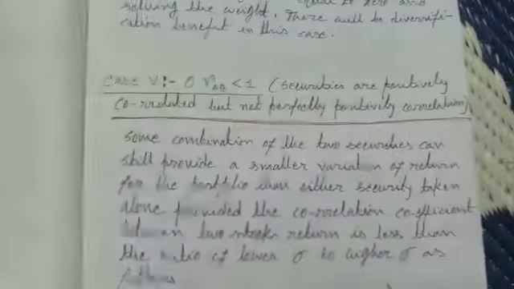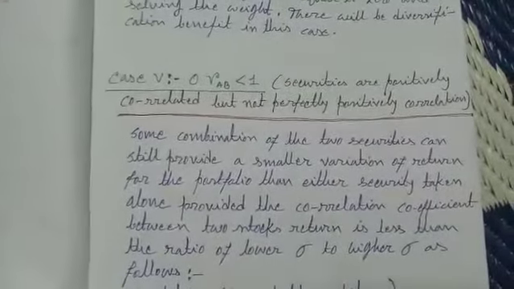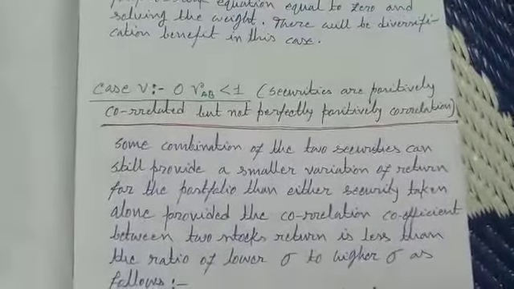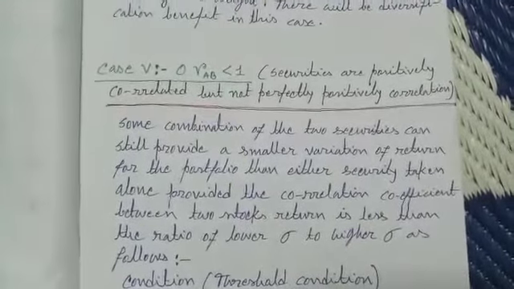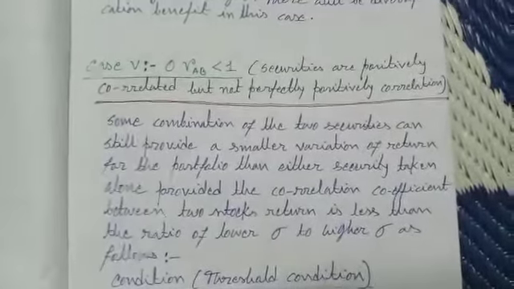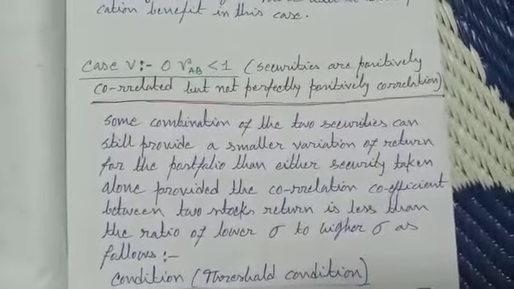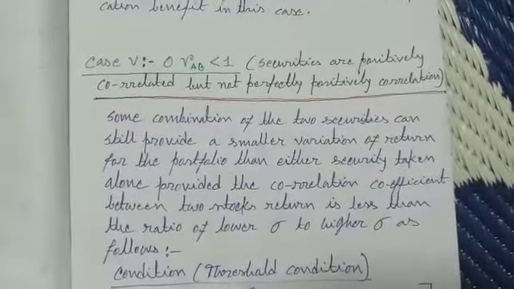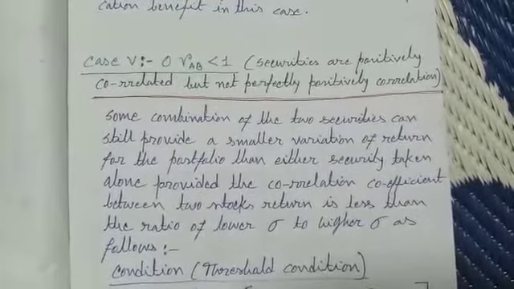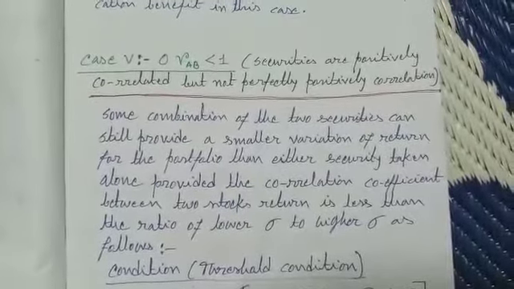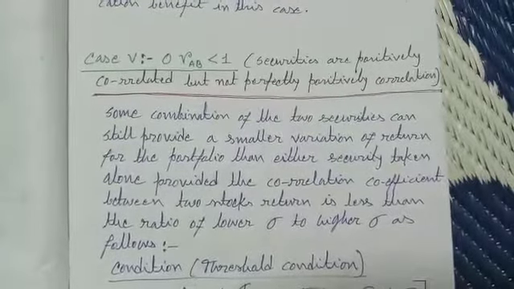Now in case 5, where RAB varies from 0 to 1, the securities are positively correlated but not perfectly positively correlated. Here some combination of the two securities can still provide a smaller variation of the return for the portfolio than either security taken alone, provided the correlation coefficient between the two stock returns is less than the ratio of lower SD to the higher SD, as follows.